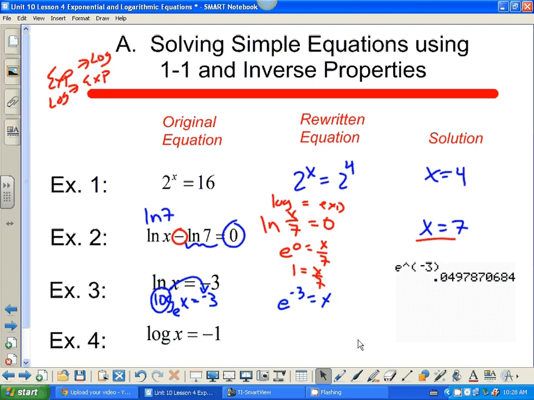And on example 4, same thing. I could exponentiate it. Remember that it is a base of 10. So if I rewrite it as 10 to the negative 1st, the base is 10. Remember, the log is the exponent, equals x. I get 0.1.